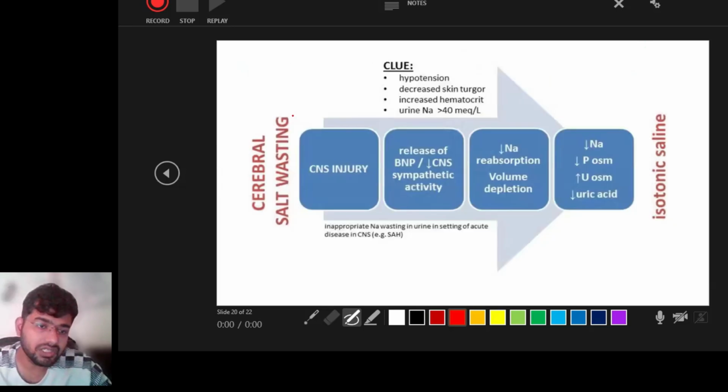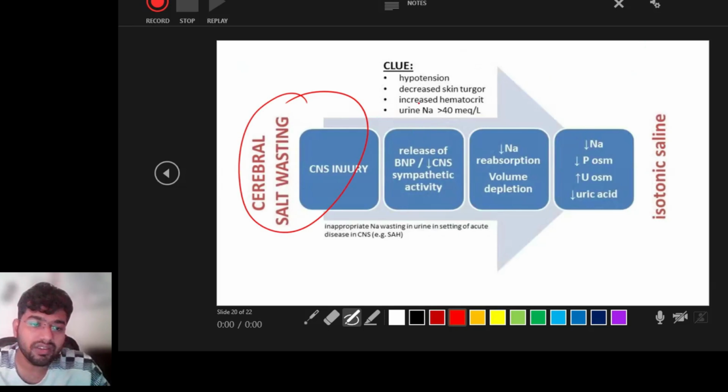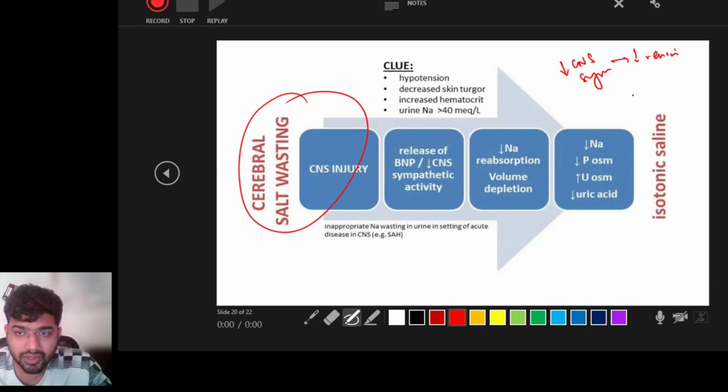So the pathophysiology of cerebral salt wasting syndrome revolves around two pathologies. One, whenever a patient is having CNS pathology, there will be decrease in CNS sympathetic activity, which leads to decrease in renin and leads to decrease in sodium and water absorption, leading to net sodium and water excretion, thereby leading to hyponatremia.